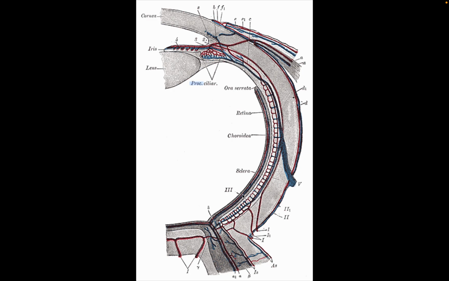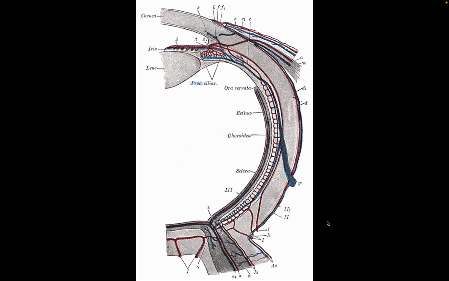These four branches from the central retinal artery nourish the inner 5 layers of the retina. They penetrate the retina and go in between the retinal cells, directly nourishing the retinal cells. This is the central retinal artery.